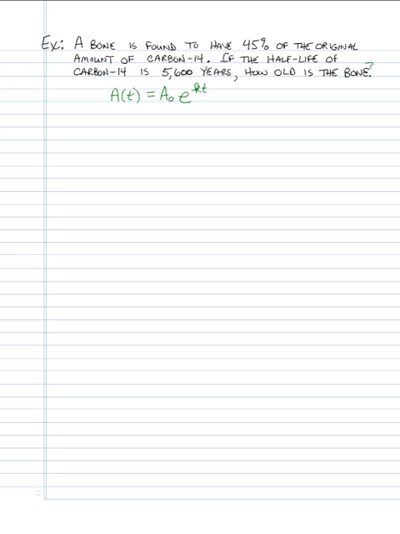Now, once again, we really don't know. There are two things we don't know. We don't know the a sub 0, the original amount of material. And we don't know k. Those are the two things we don't really know, I suppose. Okay?